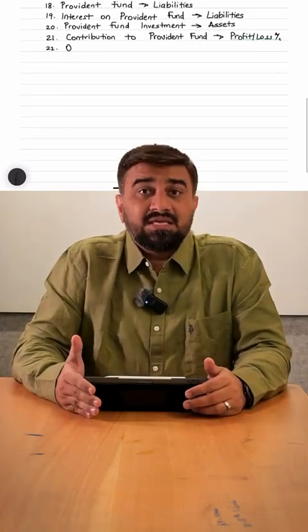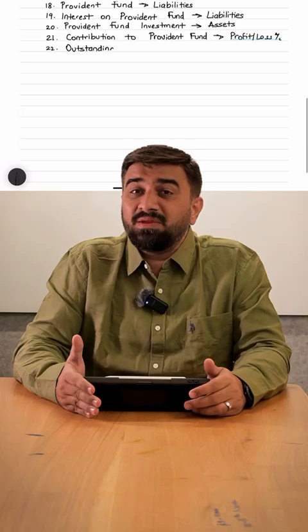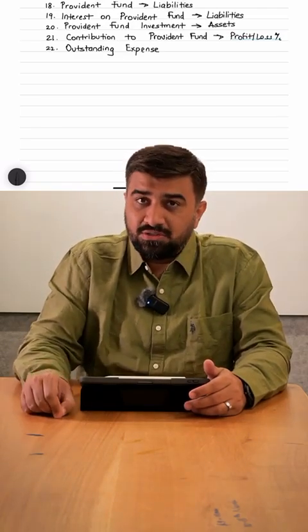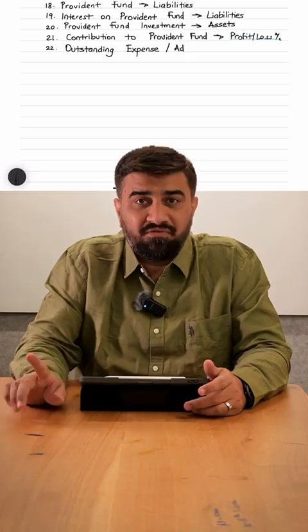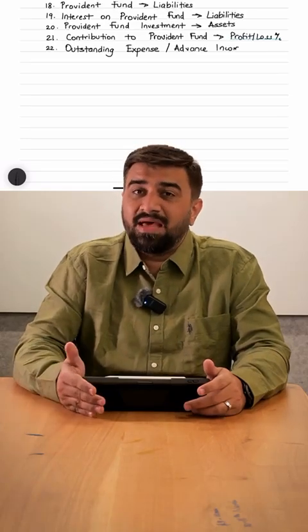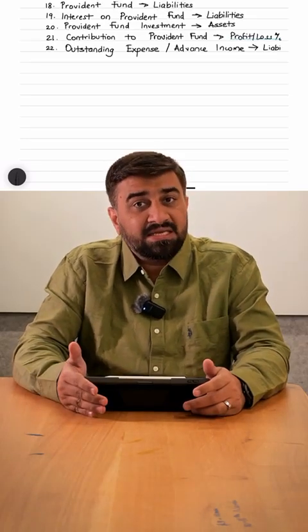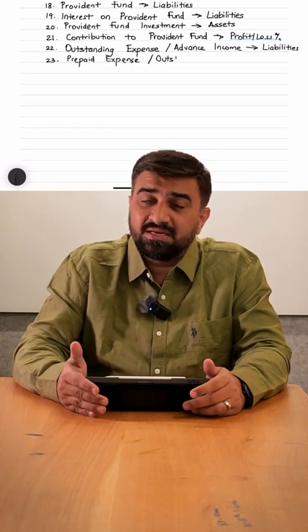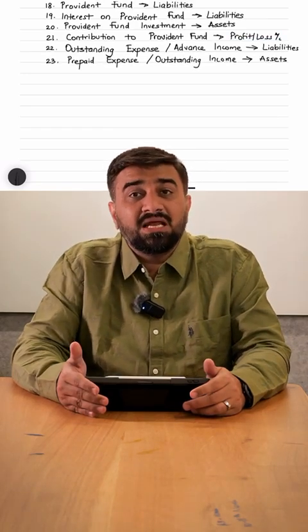In trial balance, if outstanding or prepaid items are given, then they will go directly to the balance sheet. Such a trial balance item has one effect: outstanding expense, balance sheet liability; outstanding income, balance sheet asset. Prepaid expense, balance sheet asset; advance income, balance sheet liability. So these are some of the important items given in the trial balance which you have to keep in mind while attempting your final accounts.